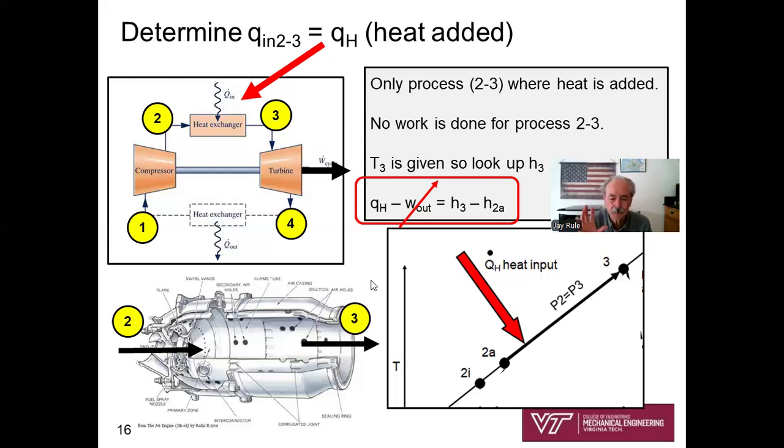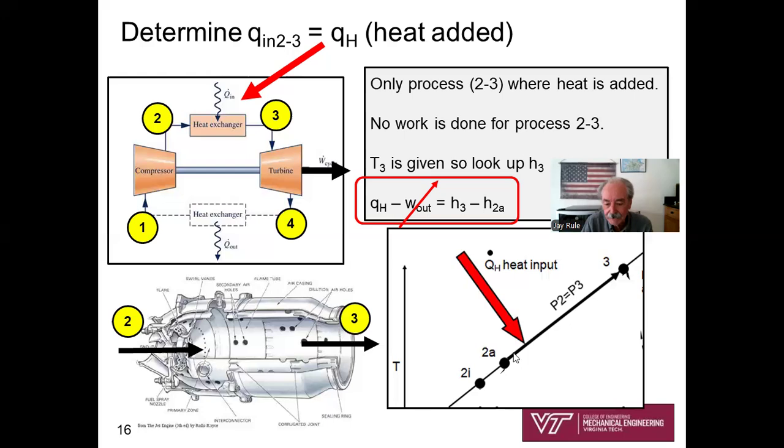Okay, well, I got off track a little bit. I talked about constant pressure. What are we trying to do? We're trying to find QH. Wow, that's going to be pretty easy. Do you see this canister? Is the canister lifting a weight? No. Is there a rotating shaft coming out of this canister? No, no. So the work out for process 2 to 3 is 0, no work out. So QH, first law, QH minus W out, 0, equals H3 minus H2A.